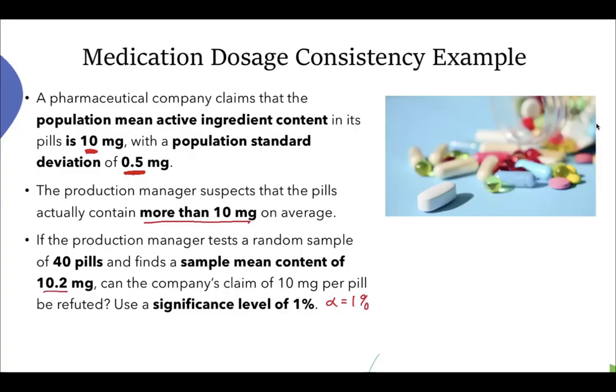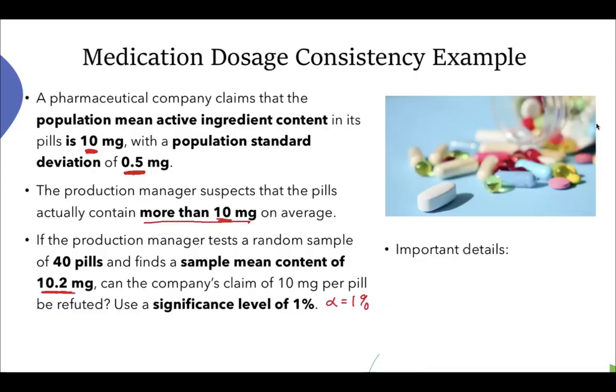Okay, so at first glance, 10.2 doesn't seem to be a lot more than 10. So you could make an assumption that there's not enough evidence there, but you never know until you look at the p-value whether 10.2 is considered significant or not. So let's start the test.